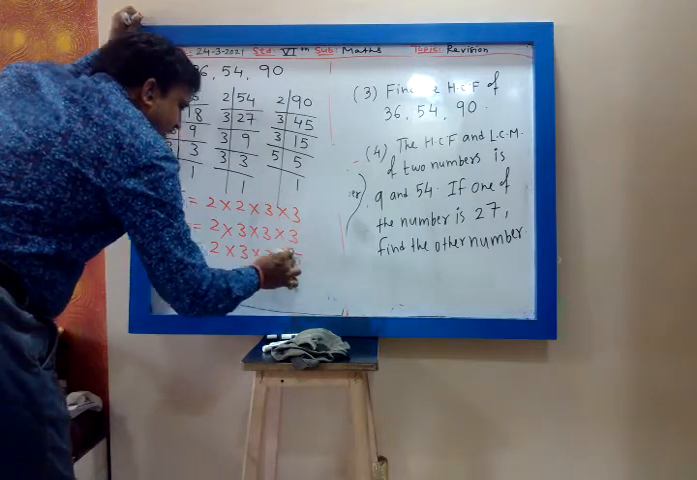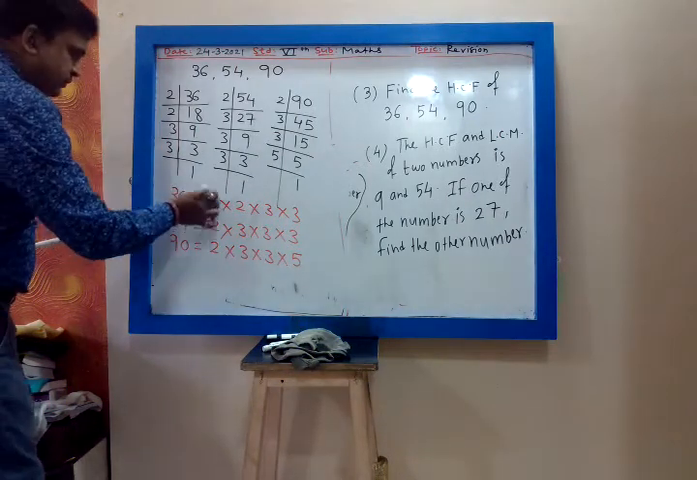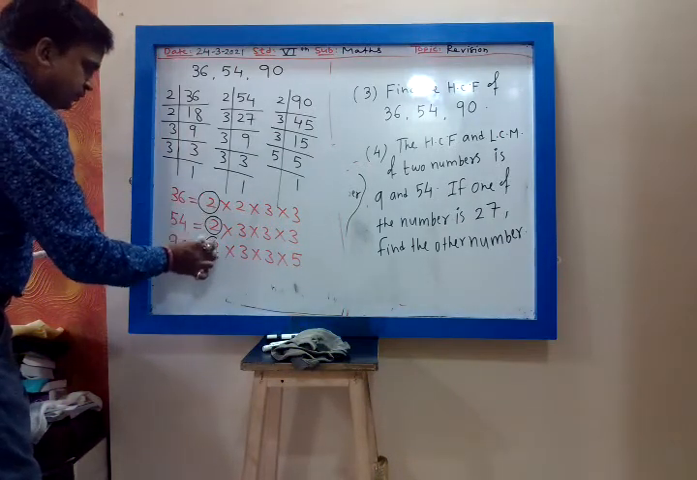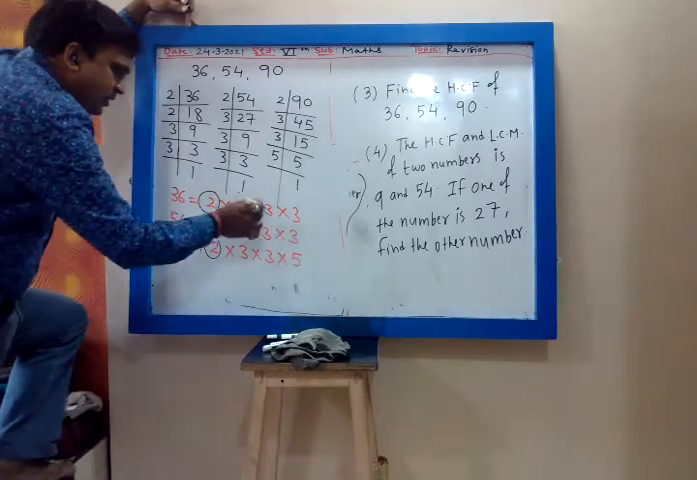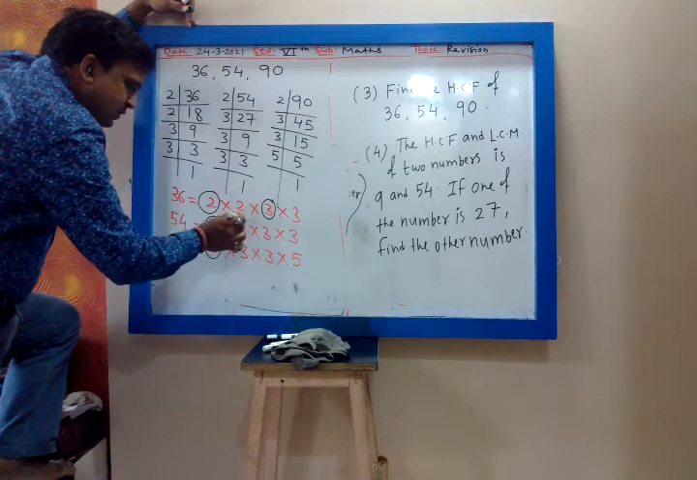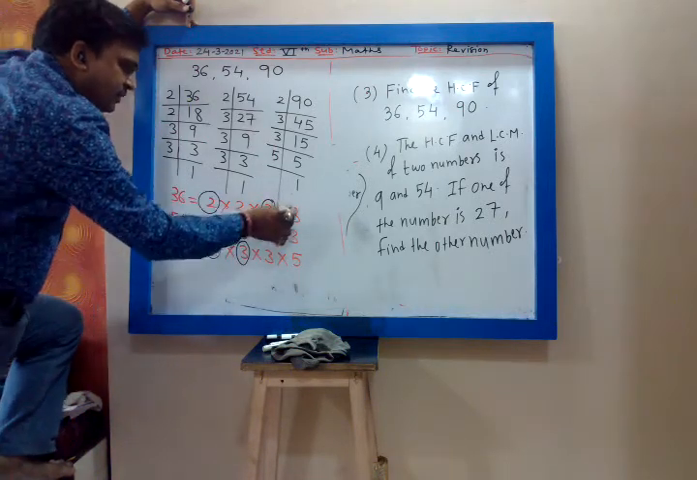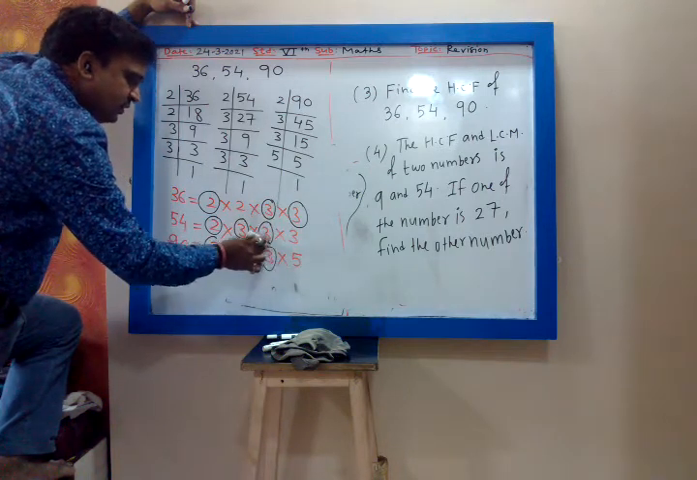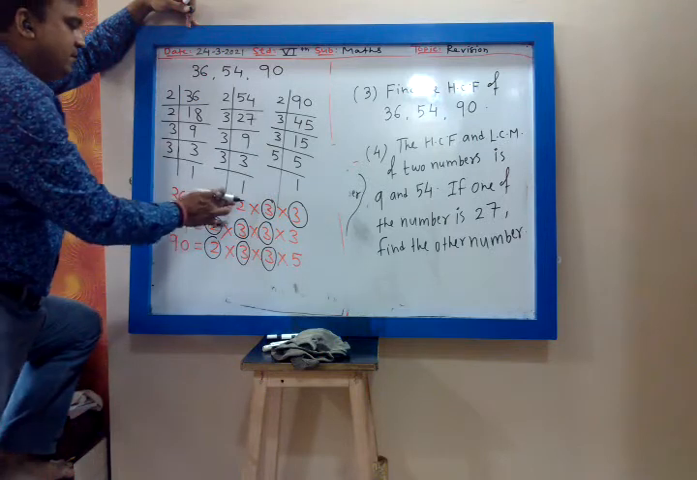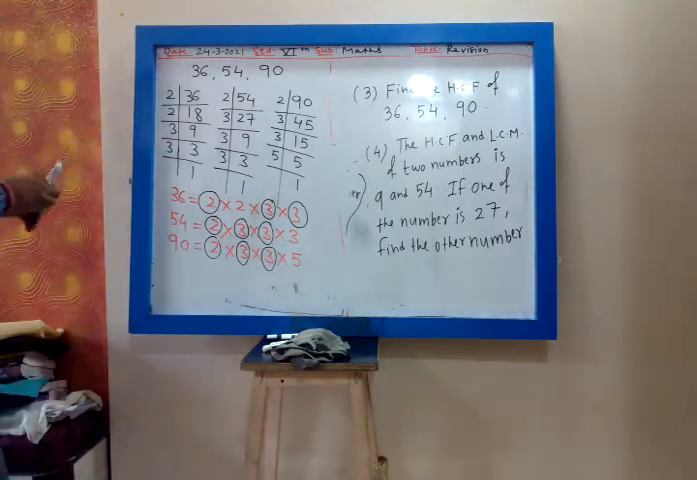So now let us find the common factors. The first common factor is 2. Then another common factor is 3. Then one more common factor, 3. Then there is no common factor: 2 is not common, 3 is not common, 5 is not common. So these are the common factors.